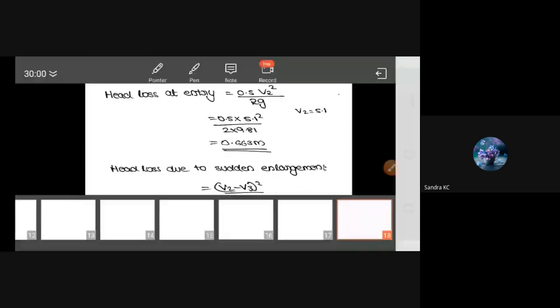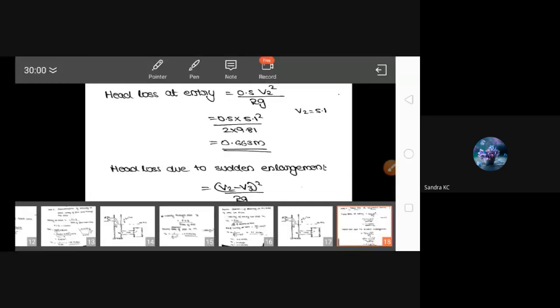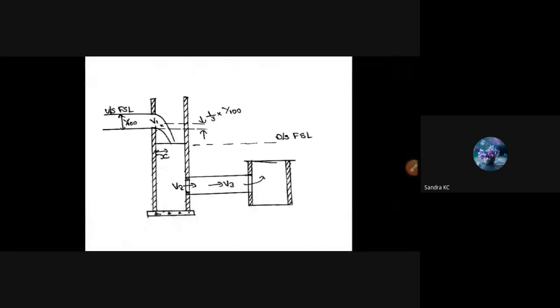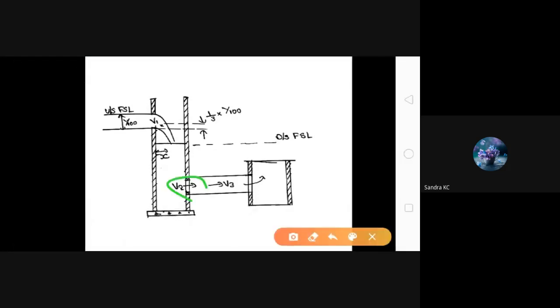Okay. Third step is head loss at different points. In order to determine the head loss, first we move on to head loss at entry. Head loss at entry means when the water moves from inlet valve to pipe, there will be a head loss.